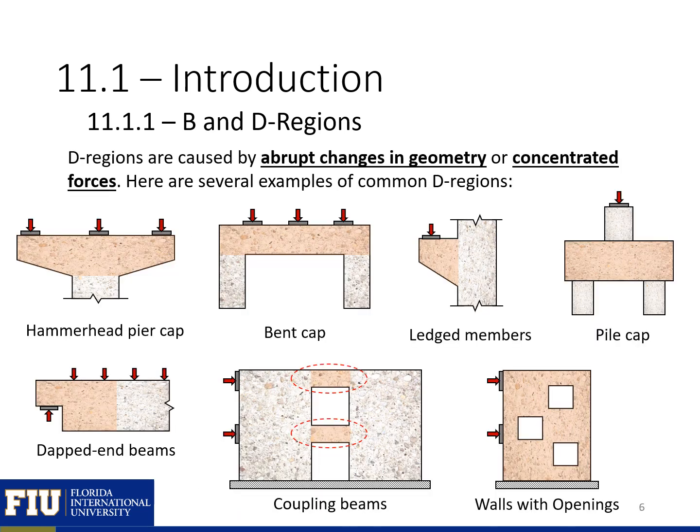D regions are caused by any abrupt changes in geometry or concentrated loads or forces, which can either be loads or support points. Here are some examples of different D regions. We have hammerhead pier caps, bent caps, both used in bridge design, ledged members, which can be used in bridges or buildings, pile caps, the cap between the pile and the column, dapped end beams, which are used to reduce the overall depth of a superstructure, coupling beams between shear walls, and walls with different openings. You can see all of these either have point loads or abrupt changes in geometry that creates our D regions.